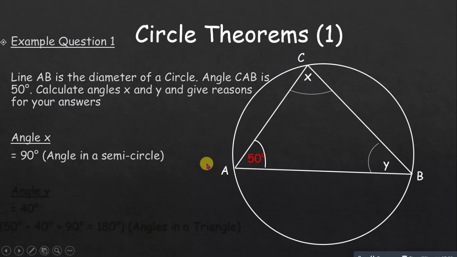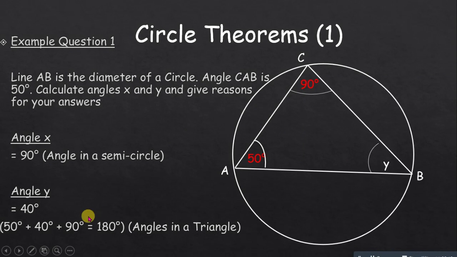Now we also know that this plus this will give you 90 degrees, and therefore angle Y will be equal to 40. So if here is 50 and here is Y, 50 plus Y will be equal to what? 90. Then you group like terms to get Y as 40. Now 50 plus 40 plus 90 will give you 180 degrees. Angles in a triangle will always give you 180 degrees. So 90 plus 50 plus Y will always give you 180 degrees.